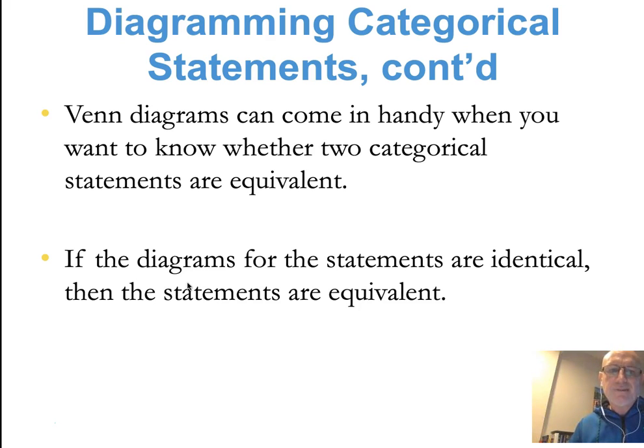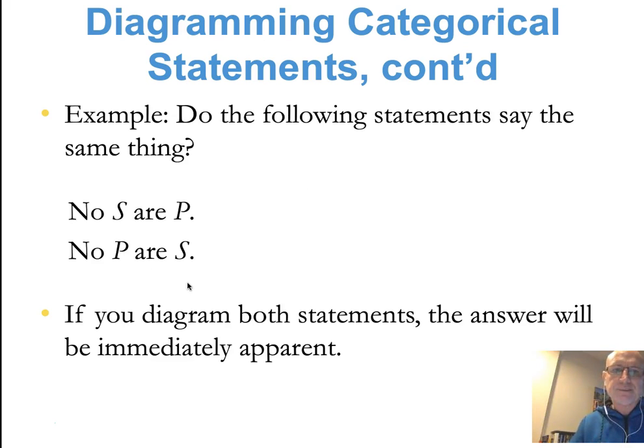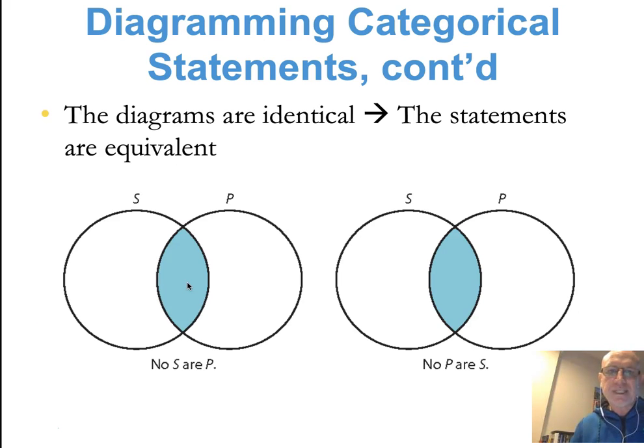All right, so Venn diagrams can come in handy when you want to know whether two categorical statements are equivalent. If the diagrams for the statements are identical, then the statements are equivalent. For example, do the following statements say the same thing? No S are P and no P are S. If you diagram both statements, the answer will be immediately apparent. The diagrams are identical. The statements are equivalent. No S are P, no P are S, right? No cats are dogs, no dogs are cats. Identical statements.